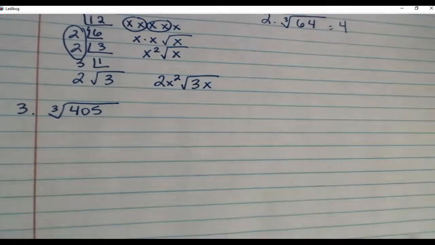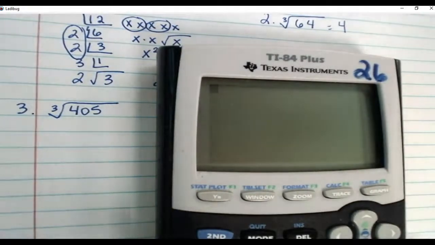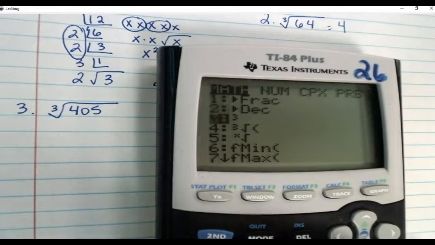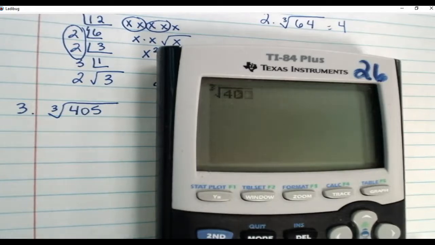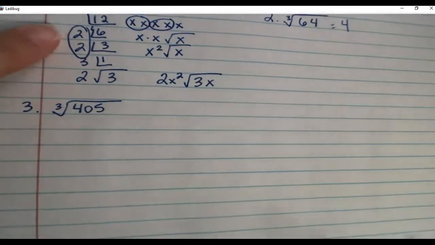Okay. So again, first thing you want to check, let's just see if this is a perfect cube, even though I already told you it wasn't, but we'll check it anyway. So we go to Math, number 4, 405. No. So then we have to break it down the exact same way that we did number 1.